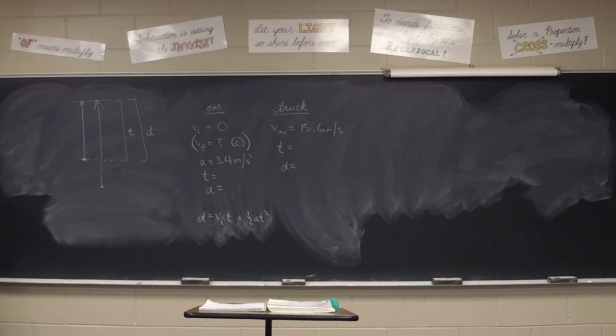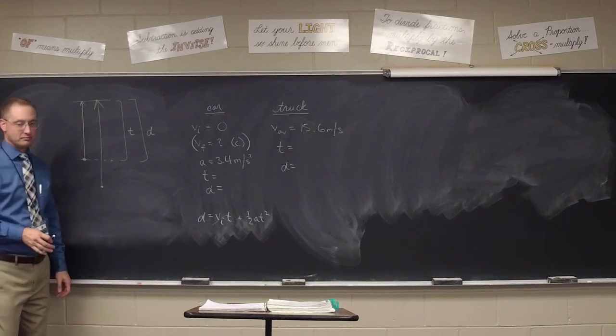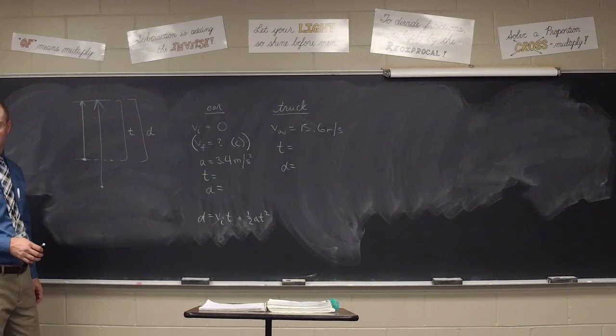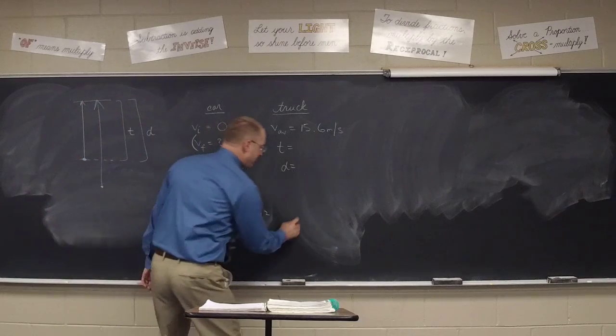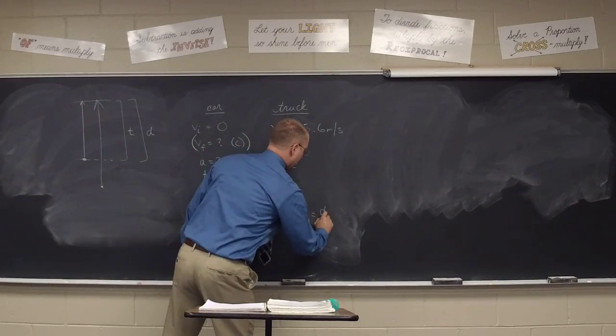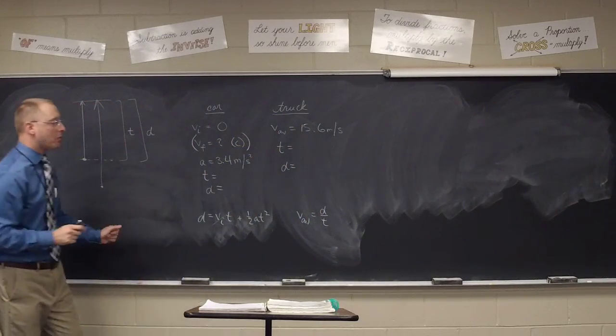I don't really need that. So I need an equation that has those variables in it. Let's go back to Audrey. Which equation has these variables in it? Yeah, V sub AV equals D over T. But here's what we're going to do.